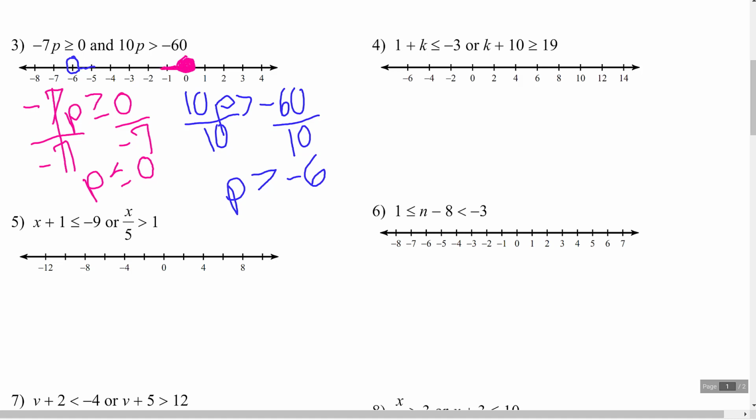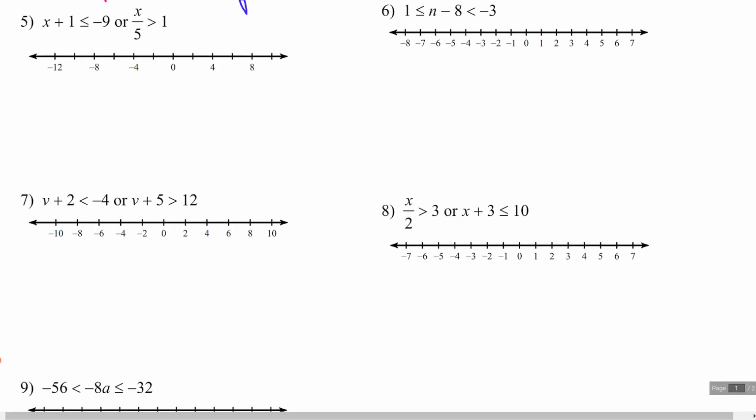So we see the arrows are facing each other. We have an and statement. So both must be true. So we're going to plot the overlap. So to plot the overlap, you can just connect these 2 points here, and that would be the solution.